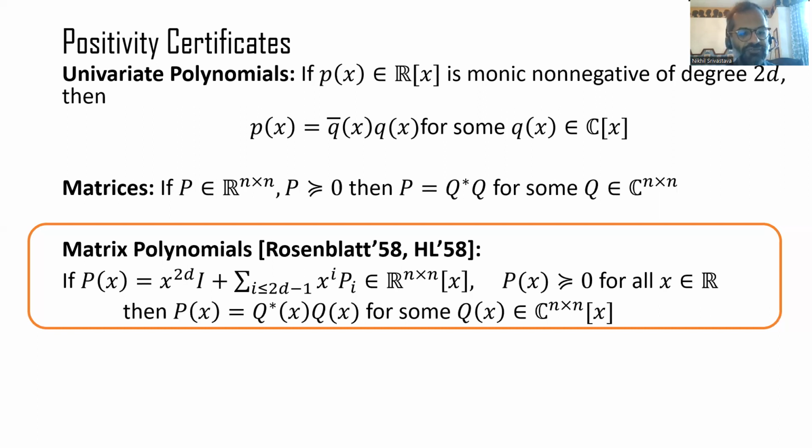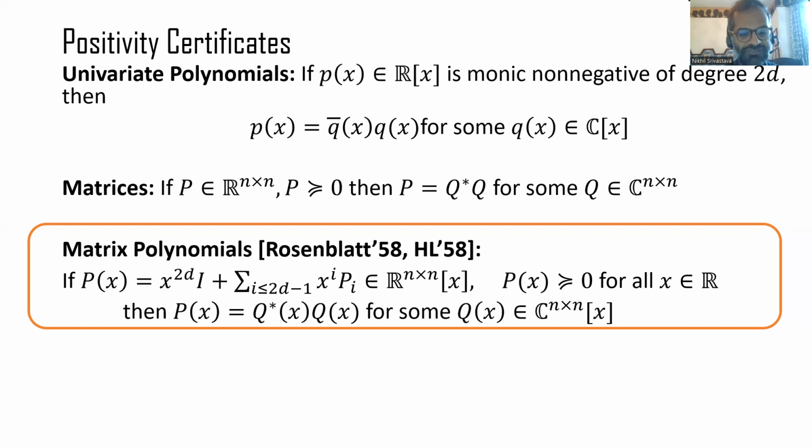So here's the statement. If you have a matrix polynomial P of x, so that's an n by n matrix whose entries are polynomials. And let's say it's degree 2D and it's monic. So the leading term, if you write it as a polynomial with matrix valued coefficients, is the identity. So let's say you have such a polynomial with real coefficients. And let's suppose you know that it's positive semi-definite for all x. So this polynomial, whenever you plug in a real x, is positive semi-definite.